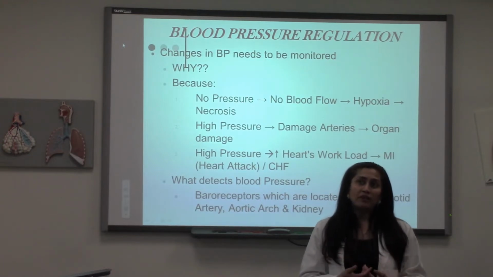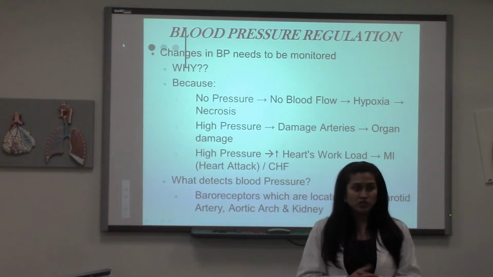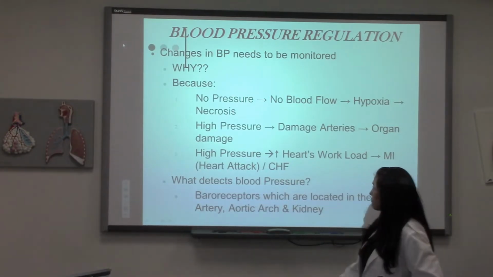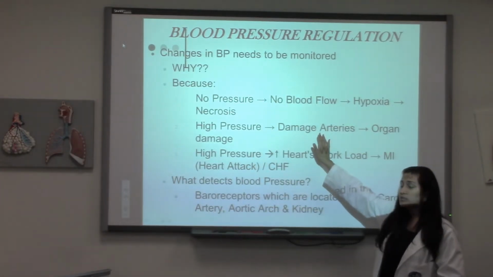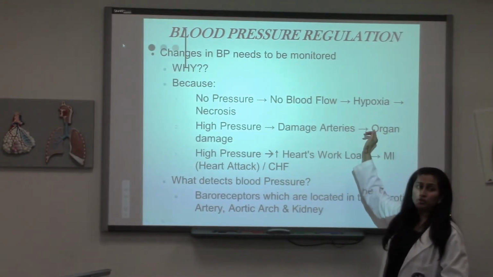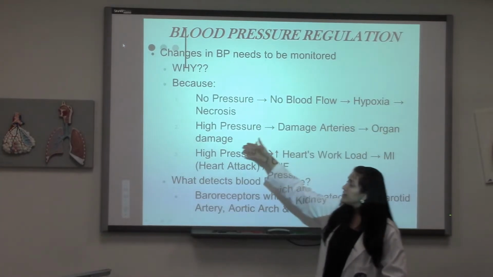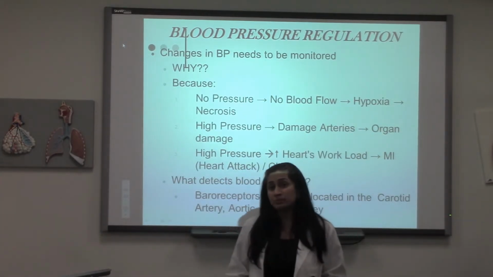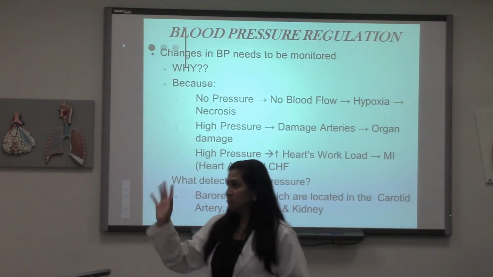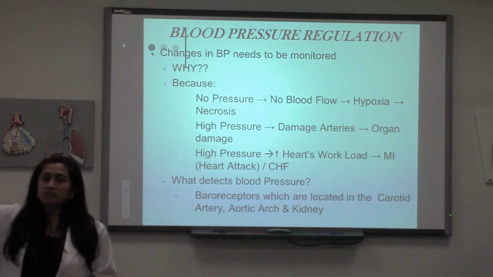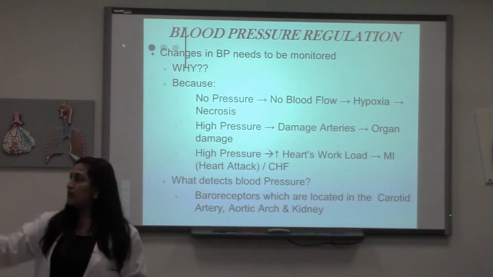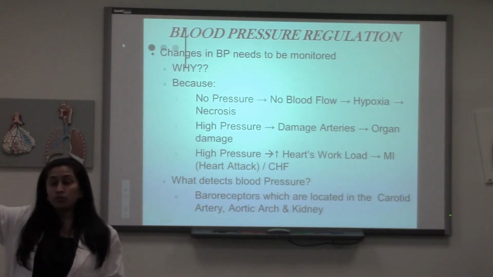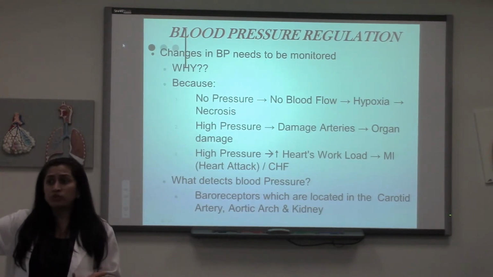But what is a consequence of having high blood pressure? Why is high blood pressure dangerous as well? If you have high blood pressure, you damage your arteries. If you damage your arteries, you damage your organs, and therefore you will start having problems. Imagine this is a new building, a very nice sturdy wall. Let's say the building just got built. If I take a hammer and keep hitting the wall, what's going to happen to this wall? It's going to break, right? It's going to have a hole.